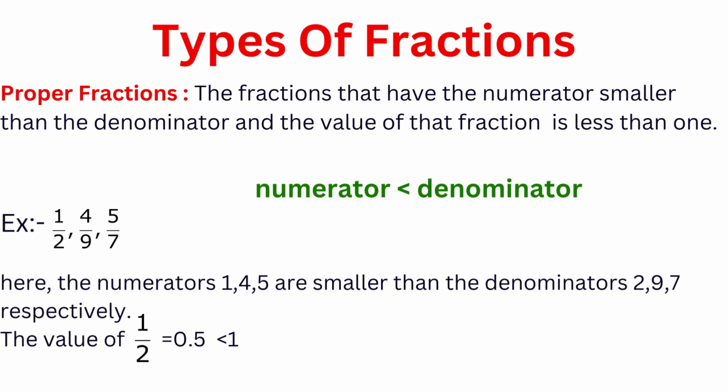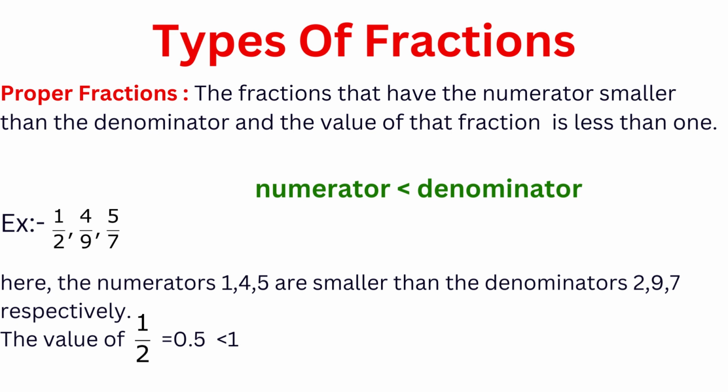Next, types of fractions. Proper fraction: the fractions that have the numerator smaller than the denominator, and the value of that fraction is less than 1. Here the numerator must be less than the denominator. Example, 1 by 2, 4 by 9, 5 by 7. Here the numerators are 1, 4, 5 and the denominators are 2, 9 and 7.